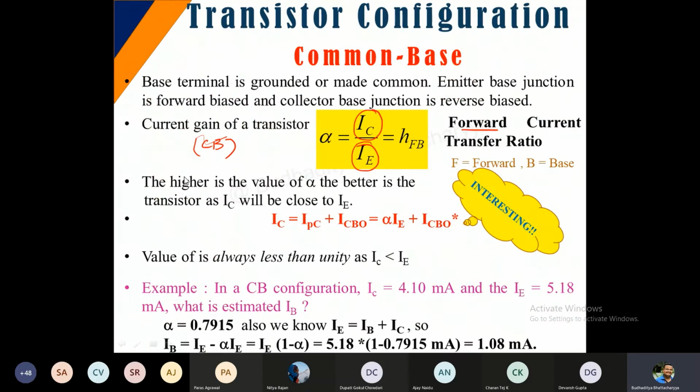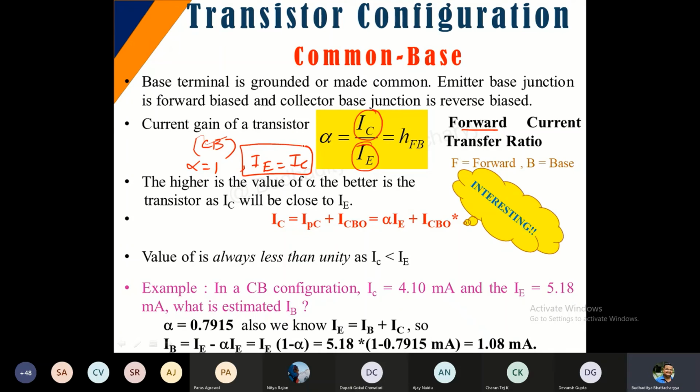In the same way, if alpha is very high, usually its value is between 0 and 1; maximally it can be up to 1. If it is 1, then IC is equal to IE. See for yourself: if alpha equals 1, then IE is equal to IC, which is the ideal case where there is no dissipation across IB and IB is 0. So the closer it goes to 1, the better is the replication of IE to IC. Correct? So this is about the alpha part.